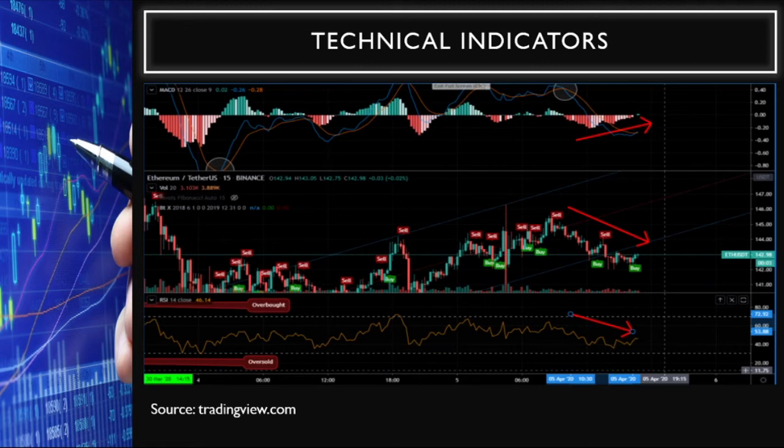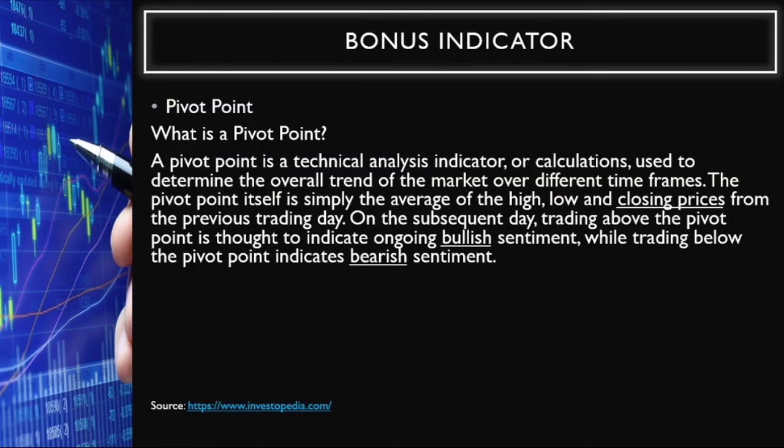Now, sabi natin, yung isa sa topic natin today is a bonus indicator. We will give you a bonus indicator, lalo na dun sa mga mahilig sa price action. We will show you how you can possibly find a support and resistance na yung mga bago, yung mga hindi pa sanay maghanap ng support and resistance. This bonus indicator can actually help you. What is this bonus indicator? The bonus indicator that I'm talking about is the pivot point. What is a pivot point?